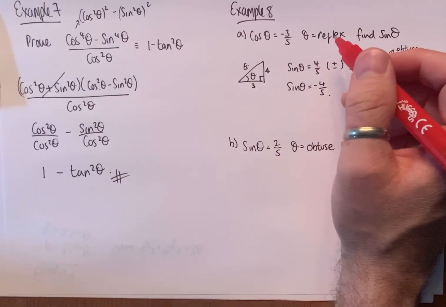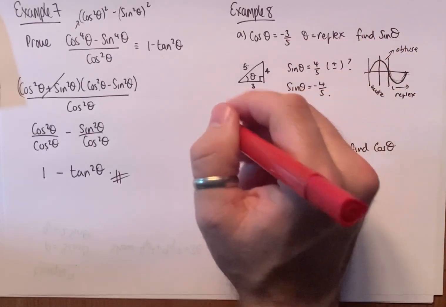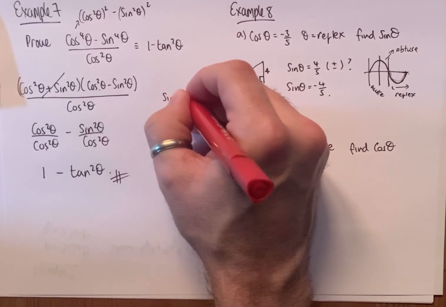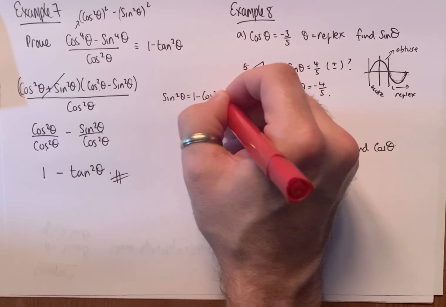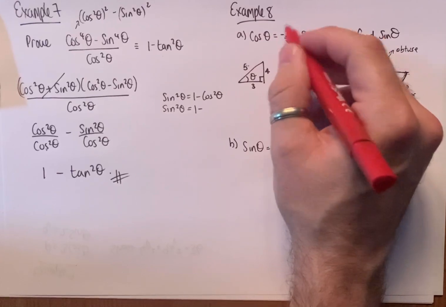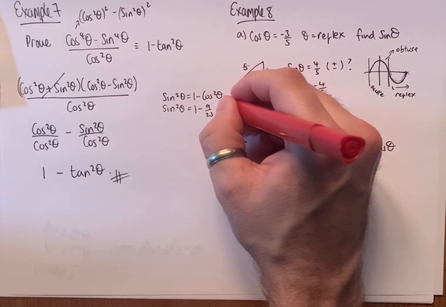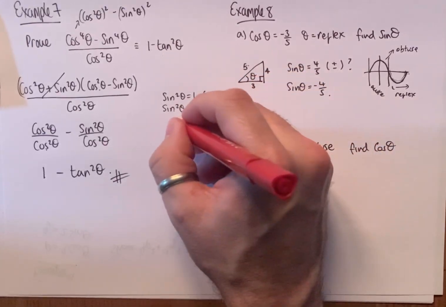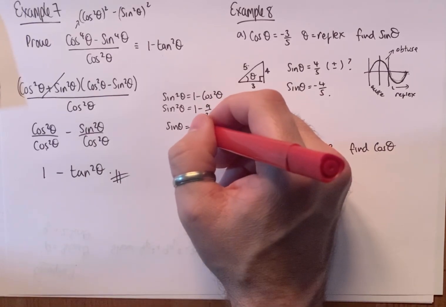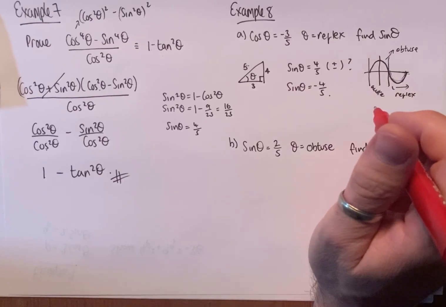You can do it using the trig identities, so we can simply say that if we want to find sine theta, we would say that sine squared theta is 1 minus cos squared theta. So sine squared theta is 1 minus 3/5 squared, which is 9/25. So that's going to be 16/25. And then the square root, sine theta is 4/5. And then you'd need to do the same thing to work out that it's minus.